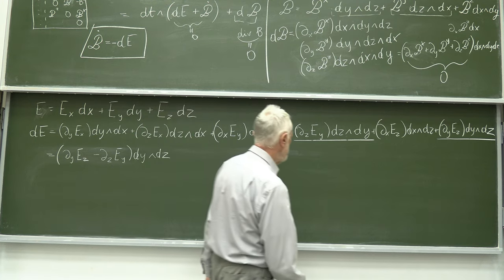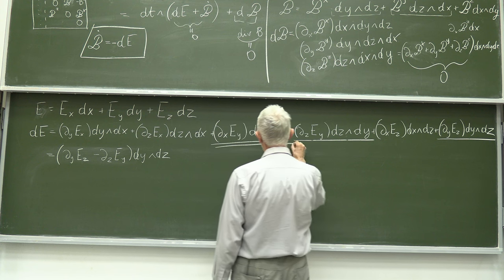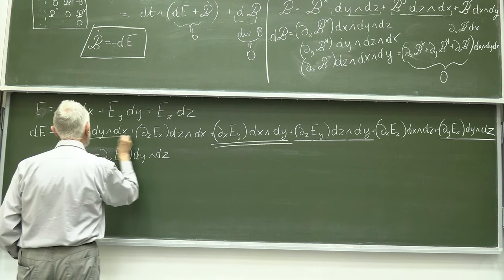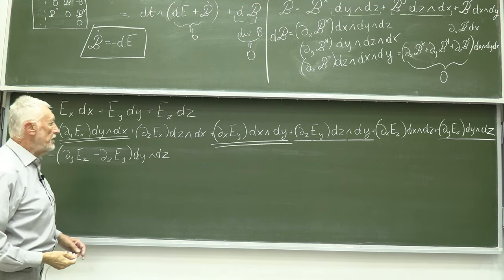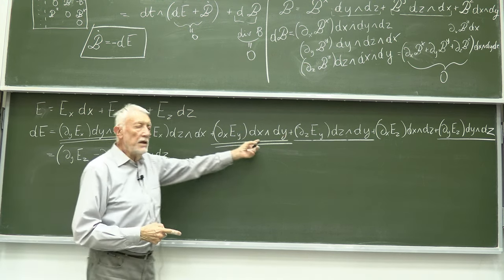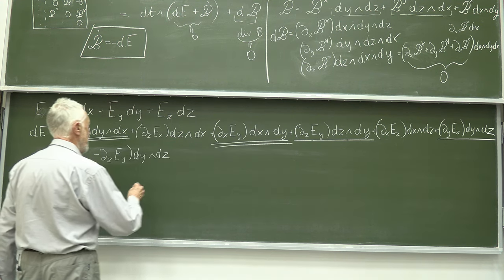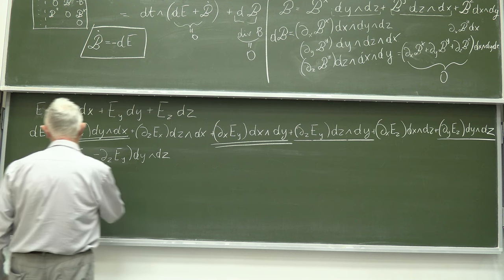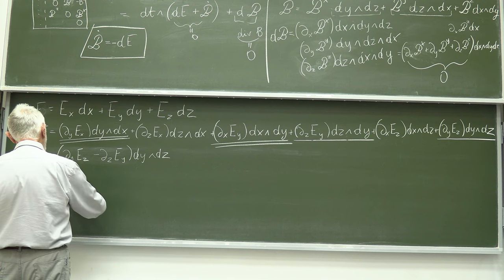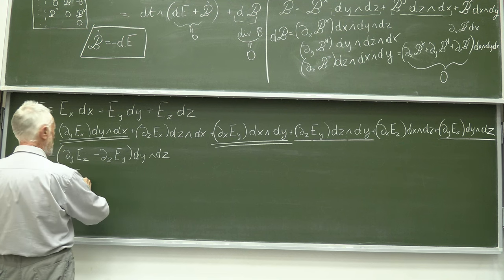Now, this term, dx, and this term, again, they are proportional, with the only difference that dy dx is minus dx dy. So I may collect them, so I will have dx Ey.